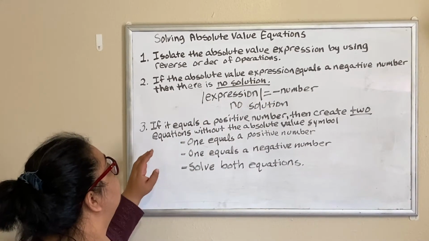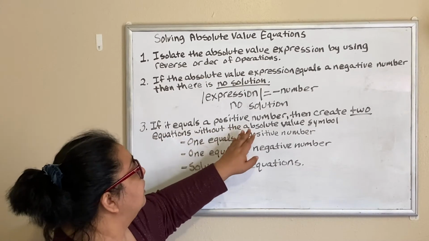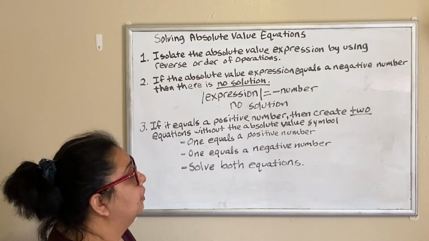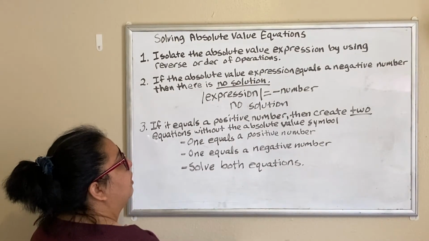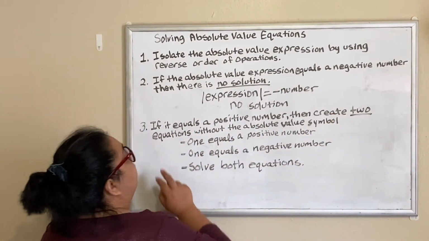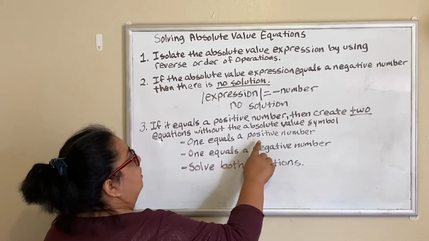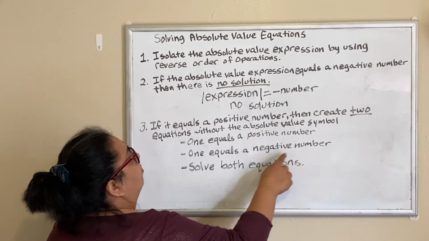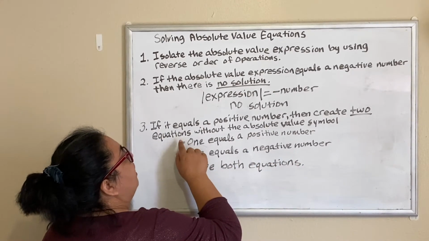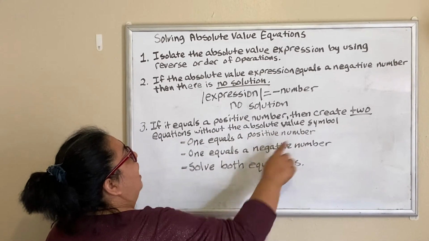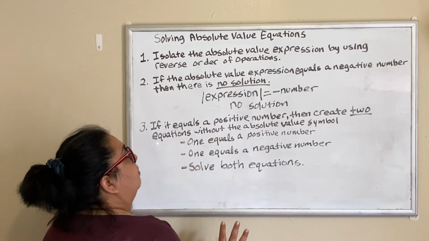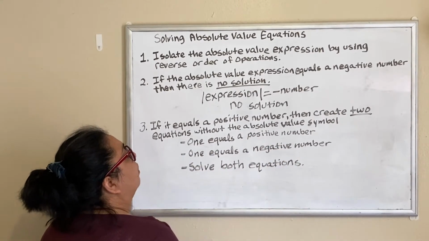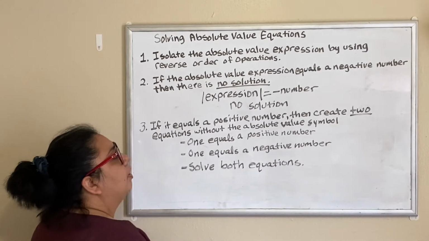But if the absolute value expression equals a positive number, then you actually have to solve it. We do have a reasonable solution. So what you're going to do is create two equations. One of the equations is going to equal a positive number, and the other equation is going to equal a negative number. The equations you create do not have the absolute value symbol. So you're going to remove the absolute value symbol and then make one equation equal a positive number and one equation equal a negative number, and then you're going to solve both equations.